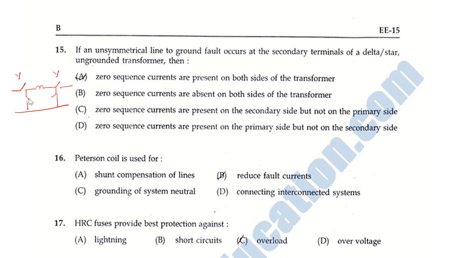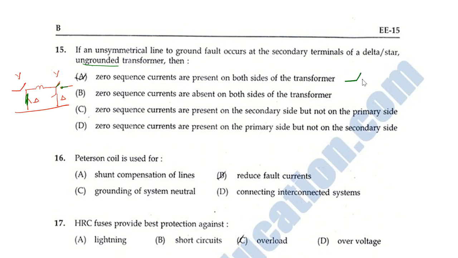Now an unsymmetrical line to ground fault has occurred. The primary winding is delta, which means it will be closed. The secondary winding is star ungrounded, so ungrounded means it will remain open. If we redraw the equivalent circuit, this is the open circuit.